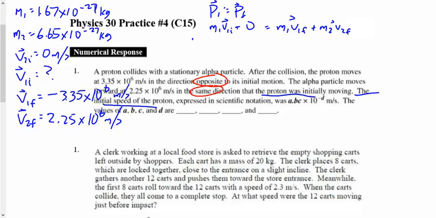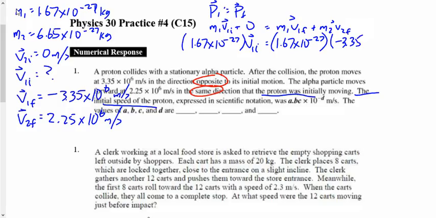M1 is 1.67 times 10 to the minus 27. V1I is, that's what we're looking for, plus 0, 1.67 times 10 to the minus 27. Another thing you could do is what? As opposed to 1 and 4, what appears in every term here? Negative 27. So you could cancel out the 10 to the negative 27, right? And just be left with 1.67 and 6.65, right?